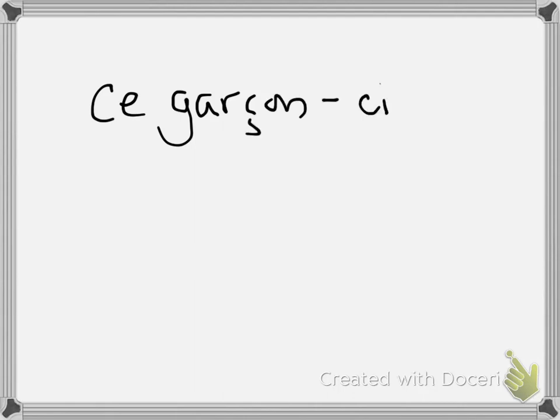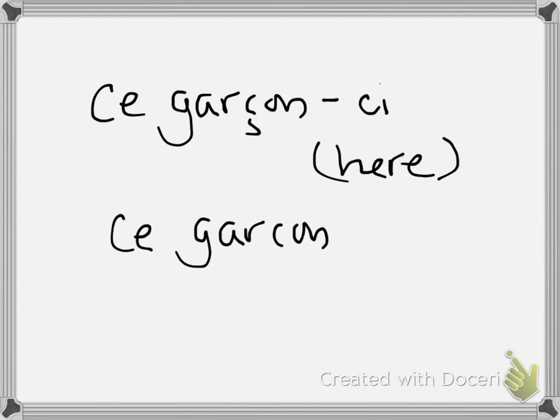To differentiate between one thing versus another, like this boy here, that boy there, for example, I can use -ci and -là. So, ce garçon-ci would be this boy here versus ce garçon-là, that boy there. Okay, you don't have to do that, but it does help if you're differentiating between one thing versus another.